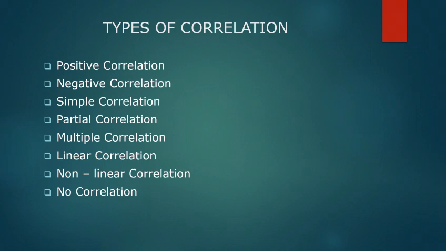Next, we shall go on to the types of correlation. There are various types of correlation, namely positive correlation, negative, simple, partial, multiple, linear, and non-linear correlation. The final one is no correlation.